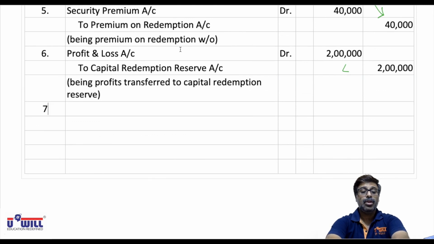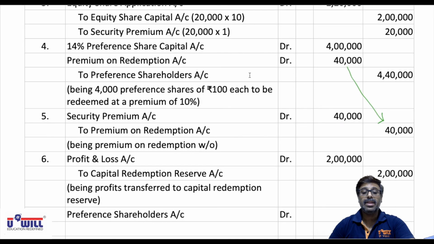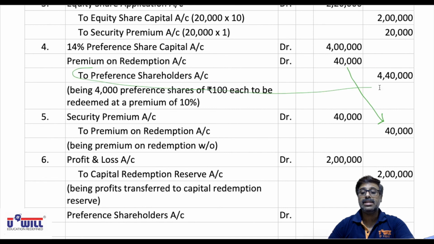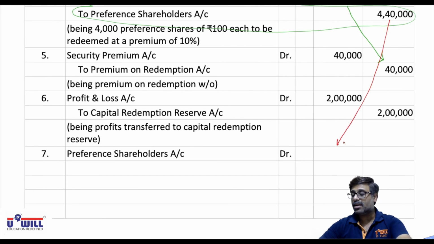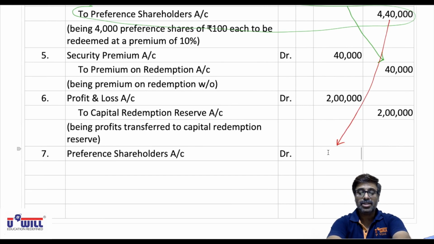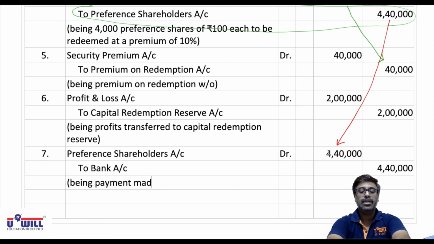And lastly, for the payment of preference shareholders, they are the receiver, so debit the receiver. Preference shareholders account debit with what amount? What we have to pay to preference shareholders is 4,40,000. So preference shareholders account we will debit with 4,40,000. Bank is the giver, credit the giver, to bank account 4,40,000. Being payment made to preference shareholders.